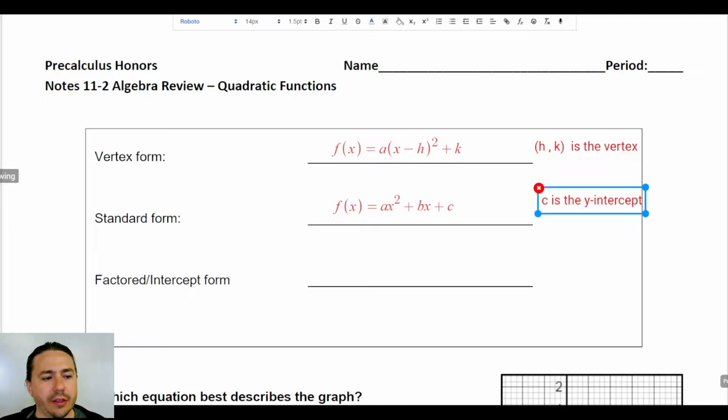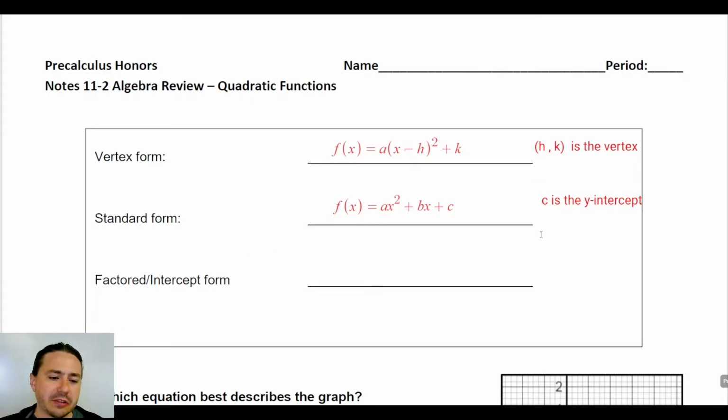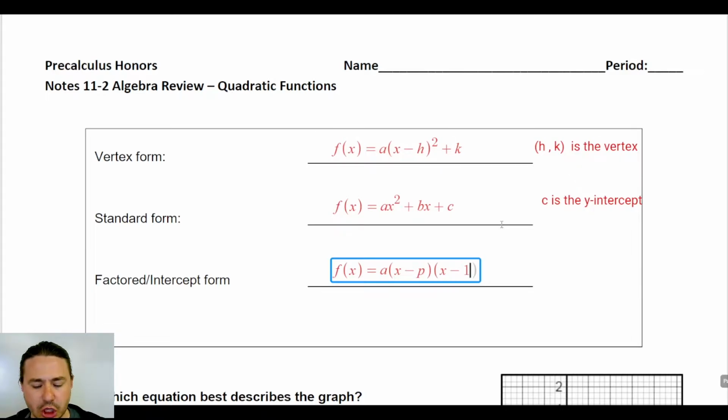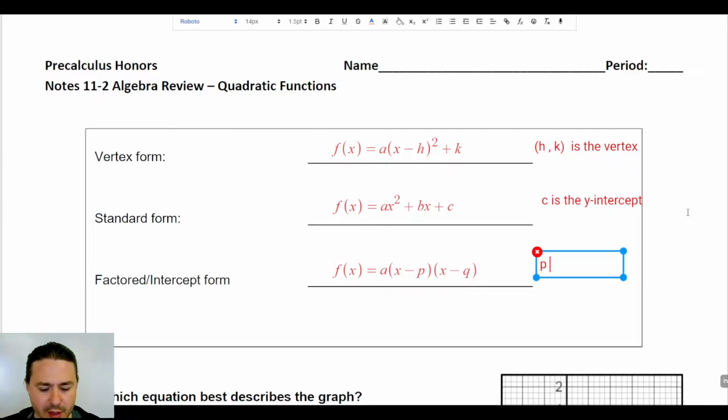And the last form here is the factored form, sometimes called the intercept form. This really only works for quadratics that are factorable, but if you can factor them, then they're going to be in this form. Either a times x minus h, or I guess I've already used h, so I'll say p times x minus q, where p and q are the x-intercepts. The a is the same leading coefficient in all of these.